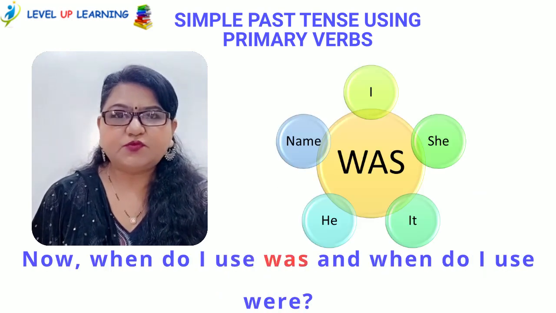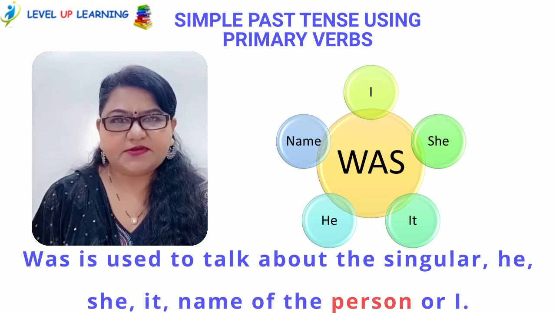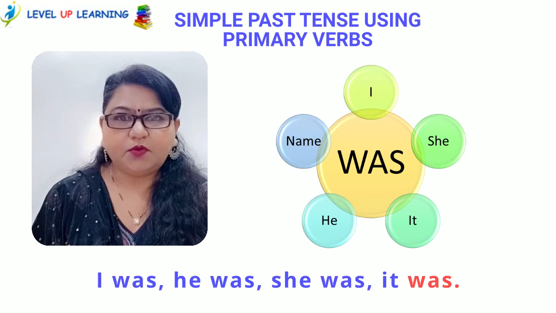Now when do I use was and when do I use were? Was is used to talk about the singular noun. He, she, it, name of the person, or I. I was, he was, she was, it was.